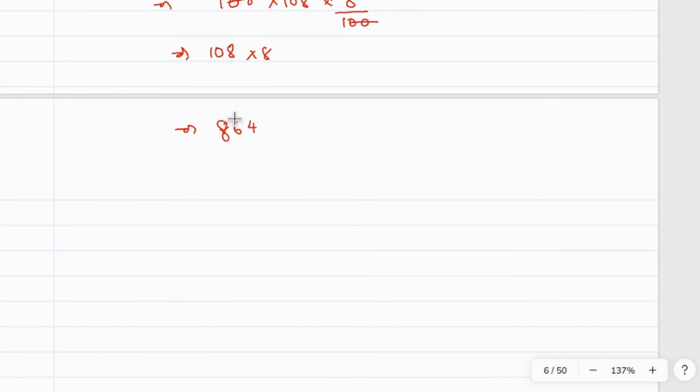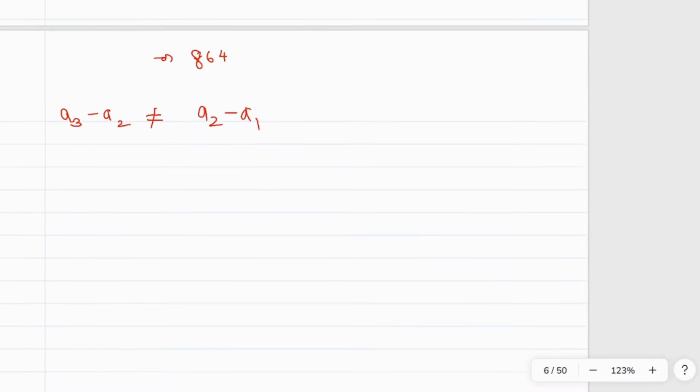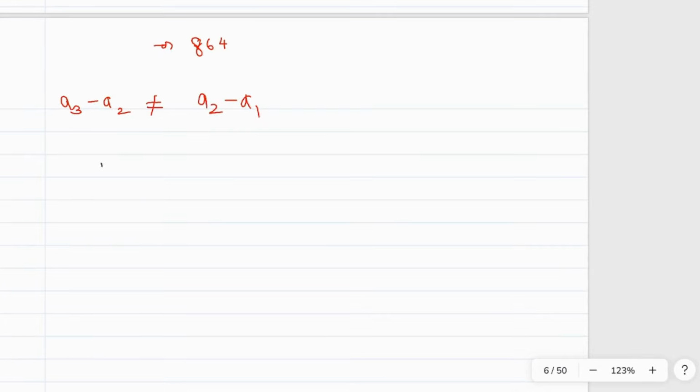Now you can see that A3 minus A2 is not equal to A2 minus A1. Therefore, we can write: hence the given situation does not form an arithmetic progression. Hence, the given situation does not follow an AP, right?